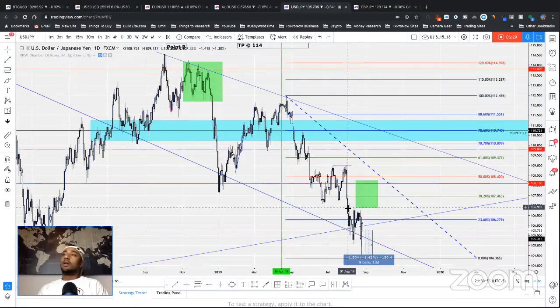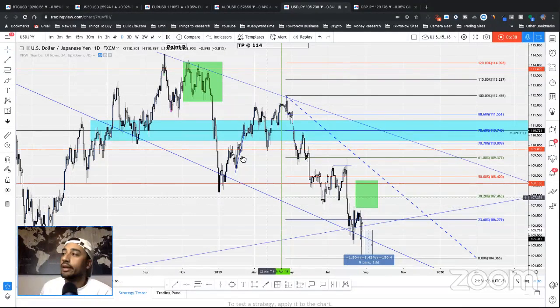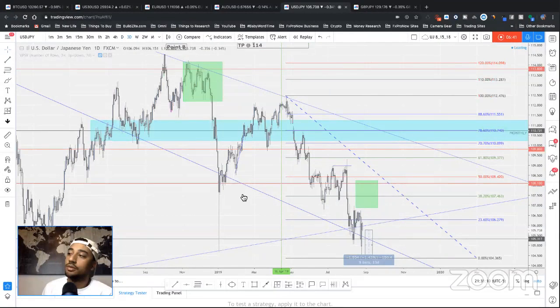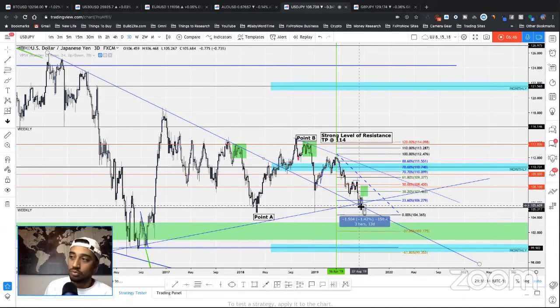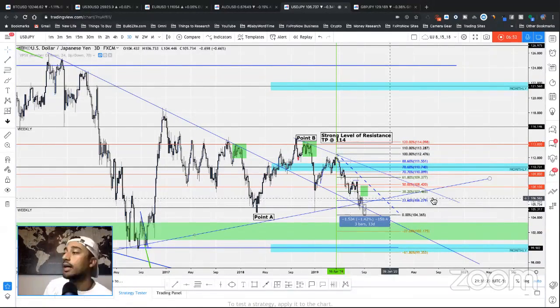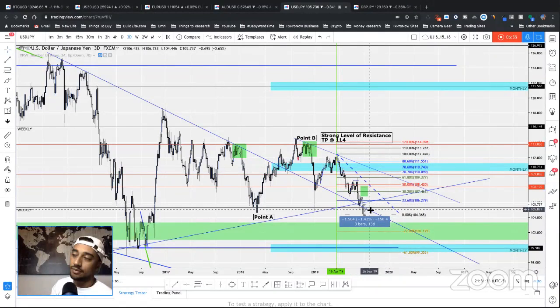So with that being the case, this is not really my style at all. I'm not sure if this is going to find this as a level of support and pull back up. It did it here. Maybe it'll do it again. We'll see. It's going to take some time, though, so I'm not really going to rush this one right here.